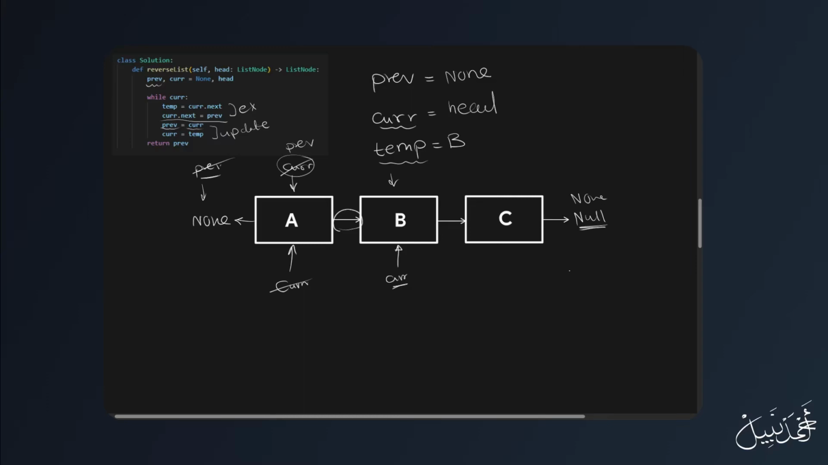At the end of this while loop, we will return this previous pointer, because it will be at this C, and every next pointer will be modified to be something similar to this. So we will start at C and finish at A. This was a simple explanation for the first solution, and it is the simple one.